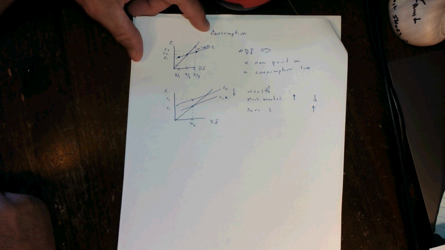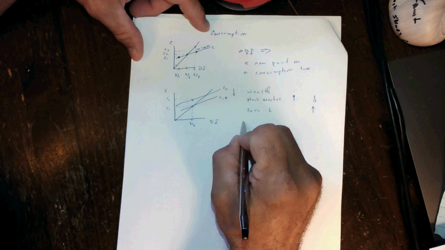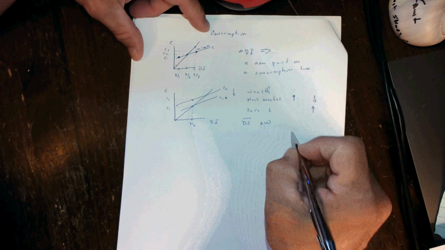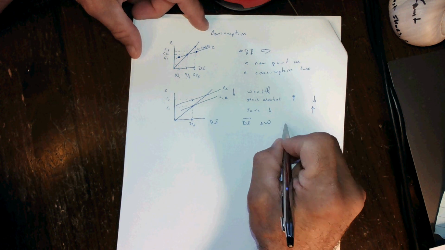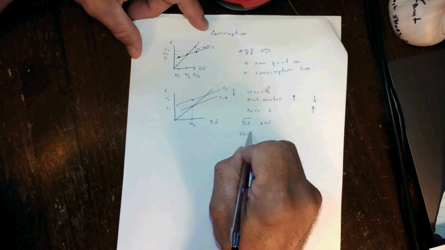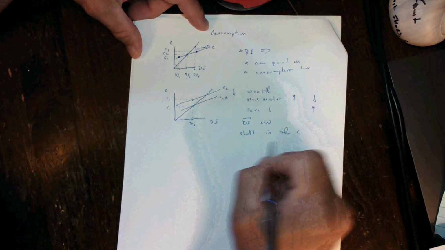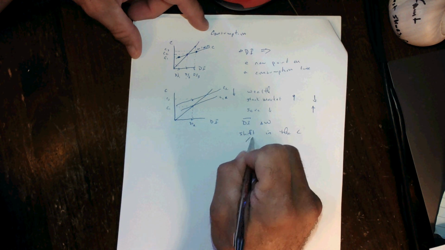That's the wealth effect, and this is with disposable income constant. The wealth effect is changing. Wealth is changing, and it's causing a shift in the consumption line, a shift, a movement, a new line.